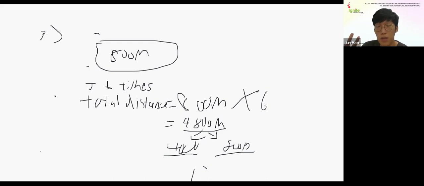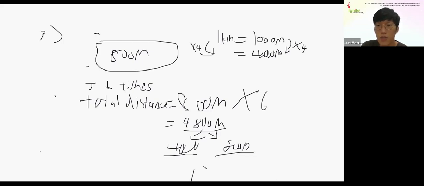So now if we have 4,000 meters, it will be equivalent to... When you think about it, 1 kilometer, I get 1,000 meters. So now I have 4,000 meters. Here to here is times what? 4, right? If the right side times 4, the left side also must do the same. So left side 1 times 4 will be 4 kilometers. So this will derive to 4 kilometers 800 meters.